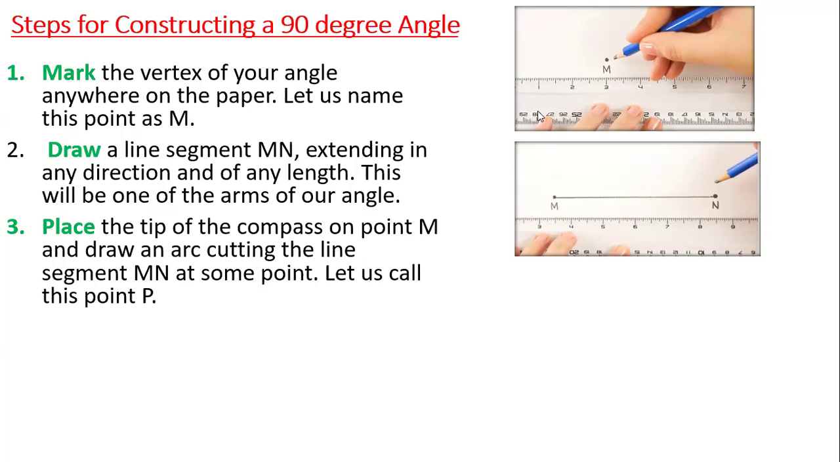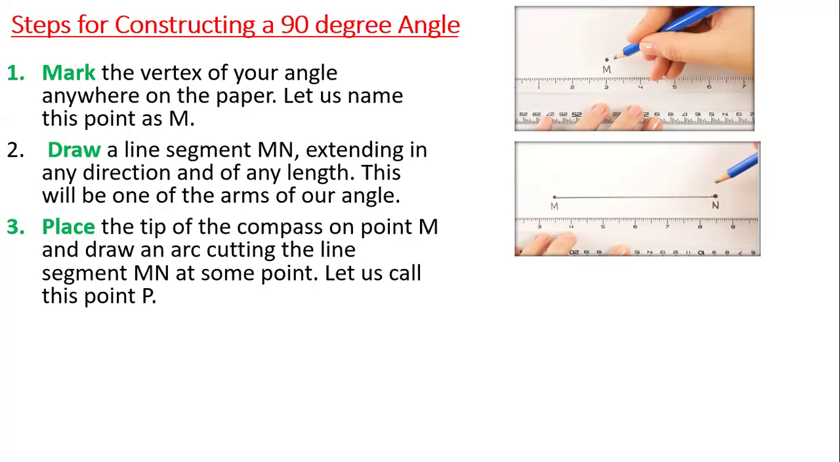Ready, sir. Read the first 3 steps, please. Number 1, mark the vertex of your angle anywhere on the paper. Let us name this point as M. Number 2, draw a line segment MN extending in any direction and of any length. This will be one of the arms of our angle. Number 3, place the tip of the compass on point M and draw an arc cutting the line segment MN at some point. Let us call this point P. Okay. Good.